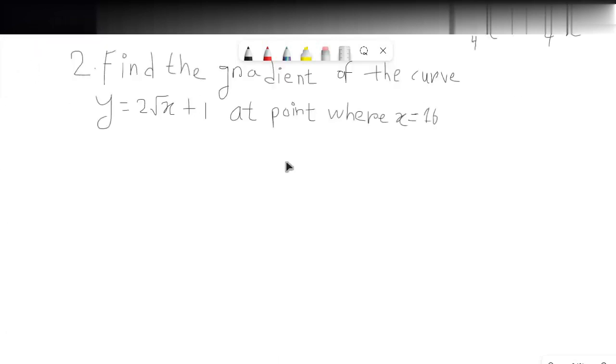So now let's move on to the last math problem of this video, where you have to find out the gradient of the curve of y equals 2 root x plus 1 at the point where x equals 16. Because they told us to find the gradient of the curve at x equals 16, first we have to find the dy by dx, or the gradient function. So we write d/dx of 2 root x plus 1.